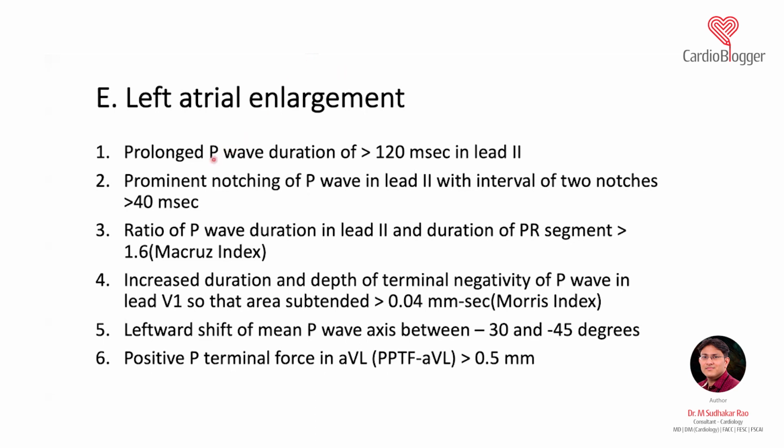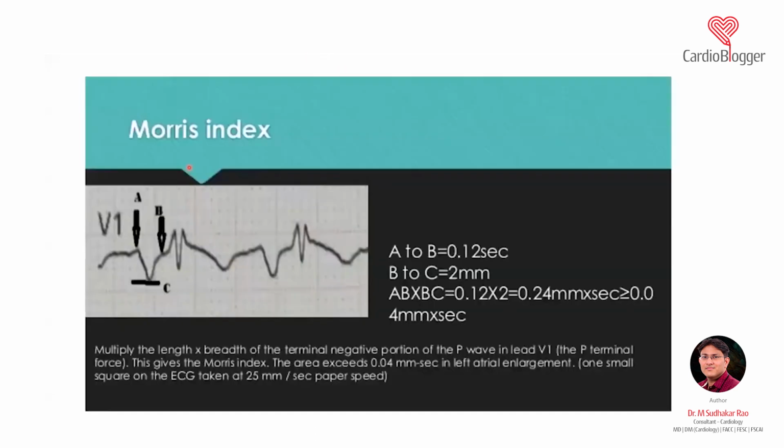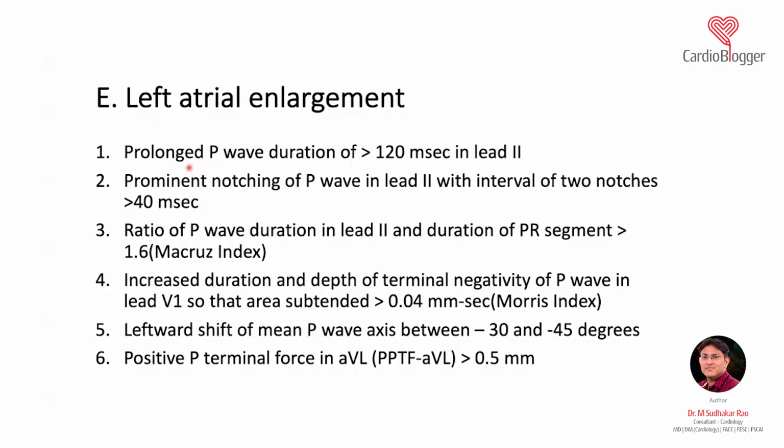So this is the first thing, a prolonged P wave duration of more than 120 milliseconds. I told you a normal P wave is of a height less than 2 mm and a width of around one small box, that is 40 milliseconds. However, if your P wave duration is increased beyond 120 milliseconds in lead 2, it means that there is some form of left atrial enlargement.